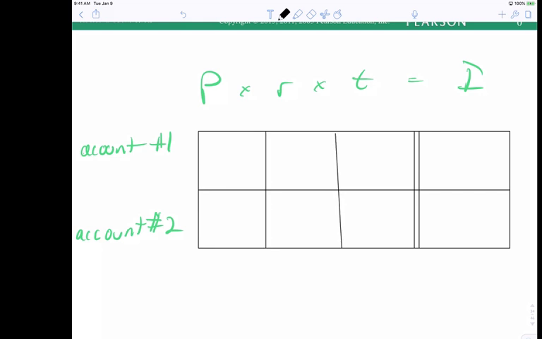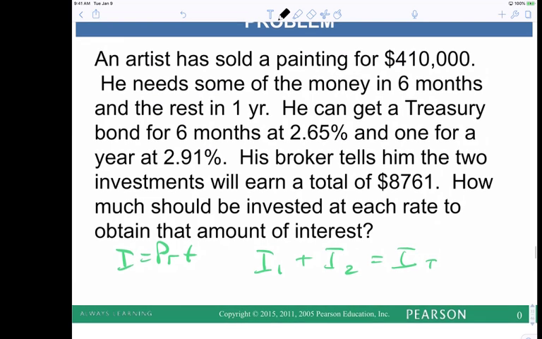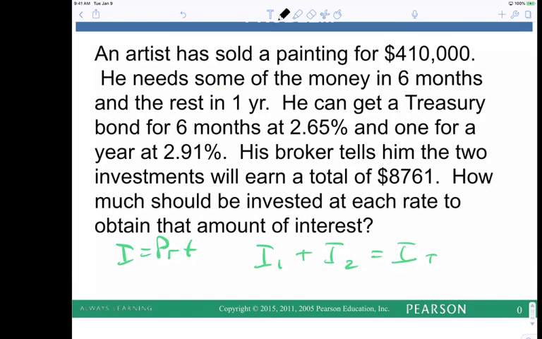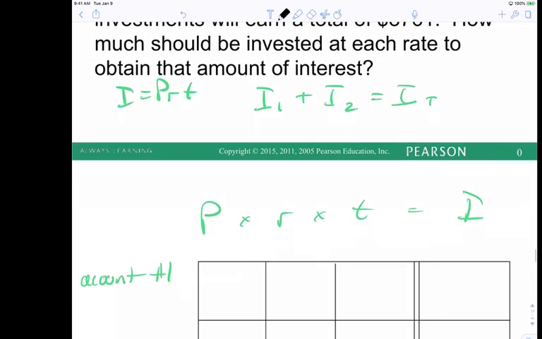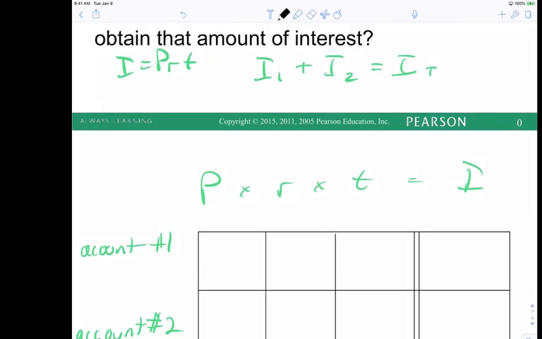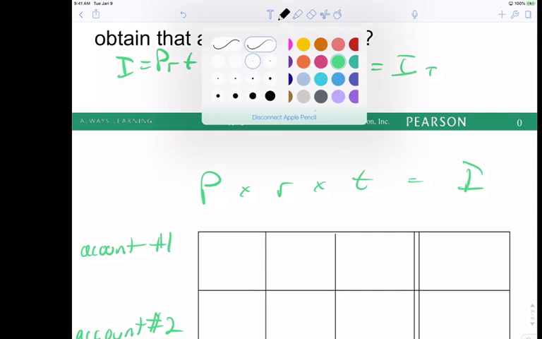All right. Let's see if we can fill in the table. Let's go back. It says he sold a painting for $410,000. He needs some of the money in 6 months. How can we capture that 6 months? How do we convert that to years? 6 over 12, right? Because it's 12 months in a year. So let's let that be account 1. So that time in years is going to be 6 over 12.